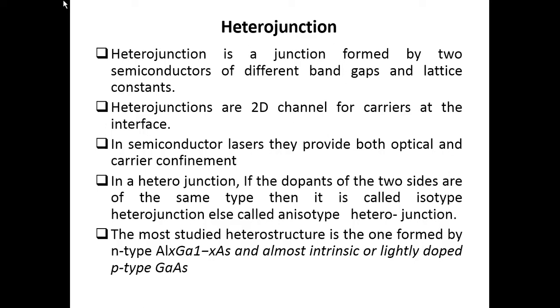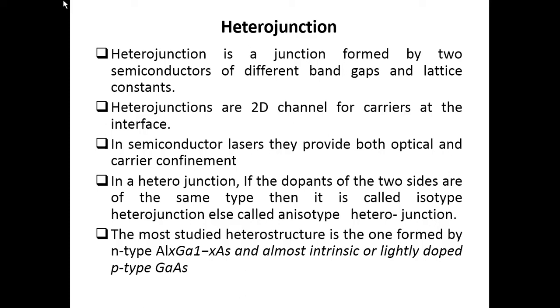In the last class, we discussed the MOSFET structures and how a MOSFET could be considered as a two-dimensional electron gas system, its construction features, band diagrams, and all those things. Today, in this class, we will discuss heterojunctions and in particular modulation doped heterojunctions.